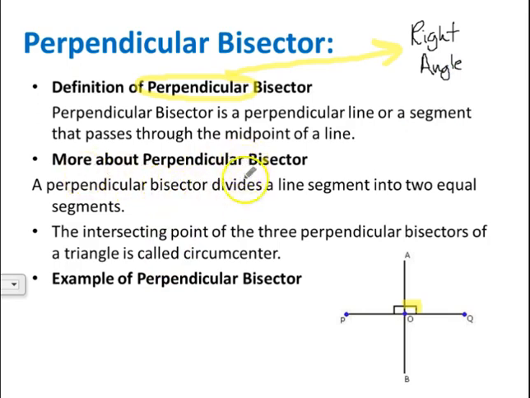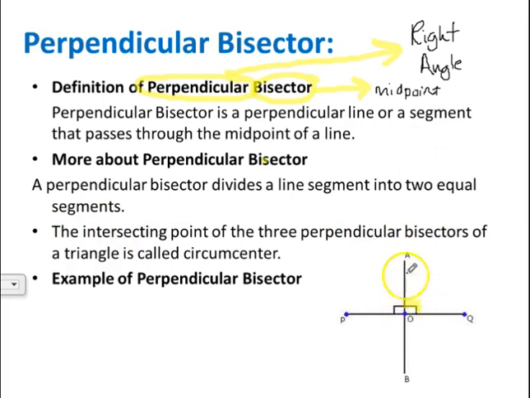So a perpendicular bisector not only has a right angle, but it's got that word bisector in there too. So a perpendicular bisector is going to intersect at a right angle, and it's also going to pass through the midpoint of a line. We know a midpoint divides something into two equal parts. Well, that's what a bisector does as well. So a perpendicular bisector kind of tells us what it does in its name. It divides a line segment into two equal segments, as well as intersecting at a right angle.